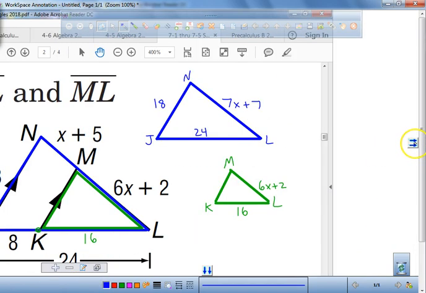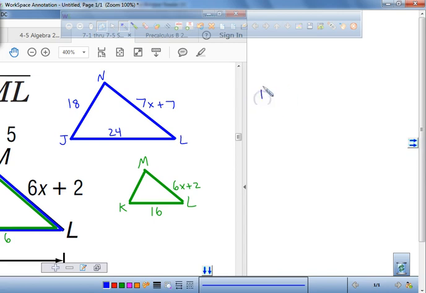Now that I have everything labeled, we're going to find our similarity statement. Here we go. Step 1, our similarity statement. I'm going to start right here at J. So triangle J, then I'm going to travel to L, and then I'm going to travel to N. That's not the only way to go, but that's the way I'm doing it. But if I go from J to L to N, that means I have to do the exact same pattern in the other triangle. KLN. There we go.